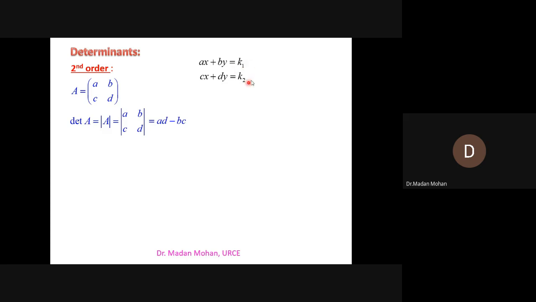Then what do we do? We want to modify these equations. First, I want to eliminate y to know the x value. How do you eliminate y? The y coefficients should be the same, then I can subtract. To get the same value, here I require d, and here I require b. Here bdy, here bdy, I can cancel. Therefore, to get d here, multiply both sides of the first equation with d.